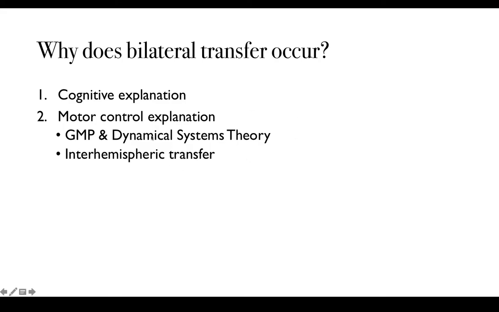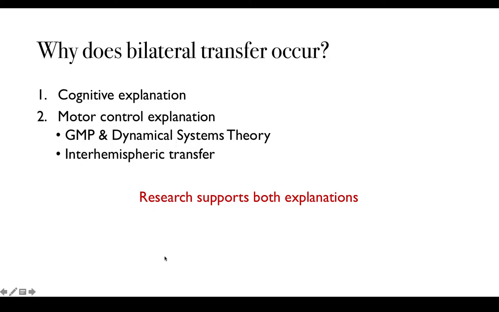Okay. And then, of course, within motor control, we really have to discuss the role of our central command and interhemispheric transfer between the right and left hemispheres of the brain. And of course, the corpus callosum is predominantly responsible for that. And just so you know, that research does support both explanations. So both the cognitive explanation and the motor control explanation, which does incorporate both the generalized motor program and the dynamical systems theory, even though there are two very distinct schools of thought on both of these.